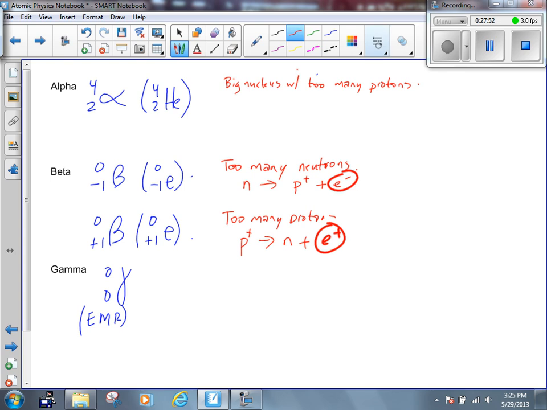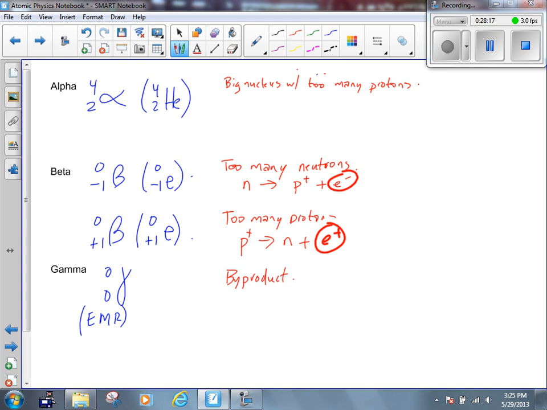Finally, gamma decay. Gamma is electromagnetic radiation. It's different than the rest of these because it's not a particle like that. It's a photon, so it's a particle, but it's not a particle with mass. It's just electromagnetic radiation. It occurs as a byproduct of something else already occurring.